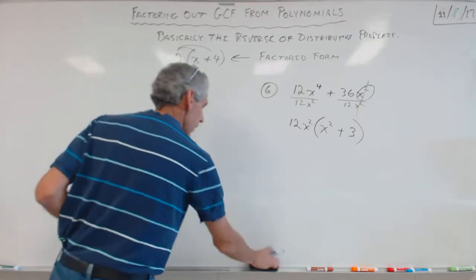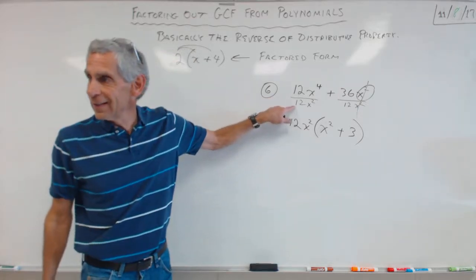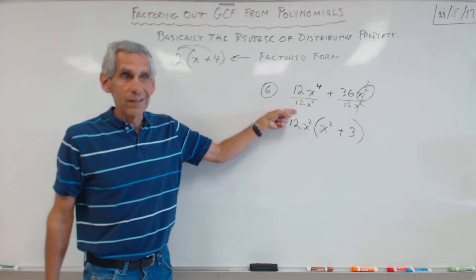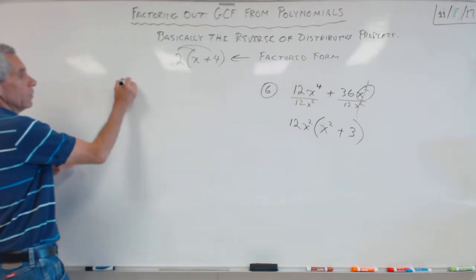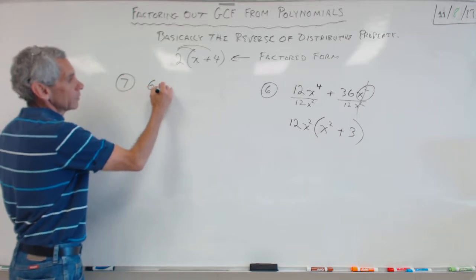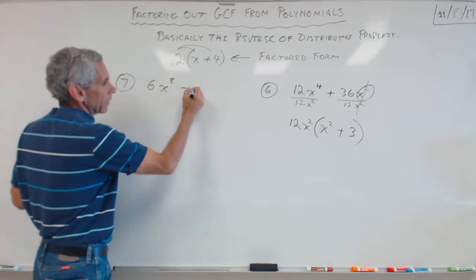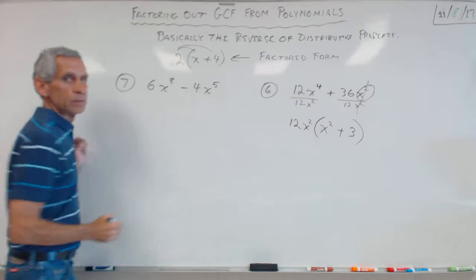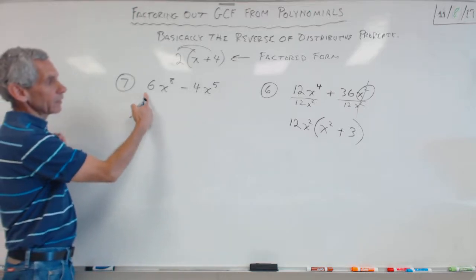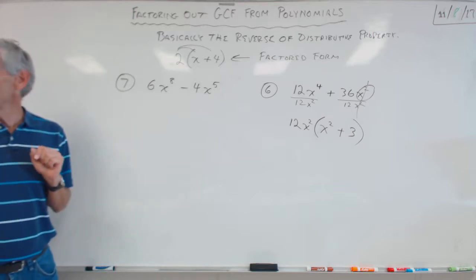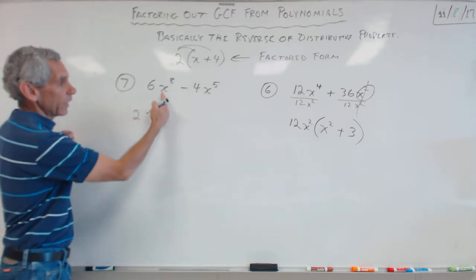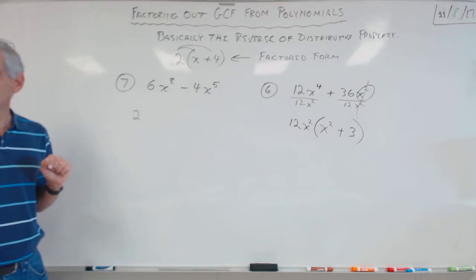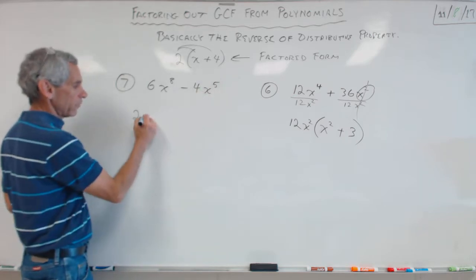Okay, so now I'm going to do it without putting these things underneath, because if you need this, fine, use it. But if you don't, then you don't have to. 6x to the 8th minus 4x to the 5th. All right? Immediately, between 6 and 4, what's my biggest number that goes in? 2. Boom. Okay, between x to the 8th and x to the 5th, which is it? It's always the one with the smallest exponent. X to the 5.